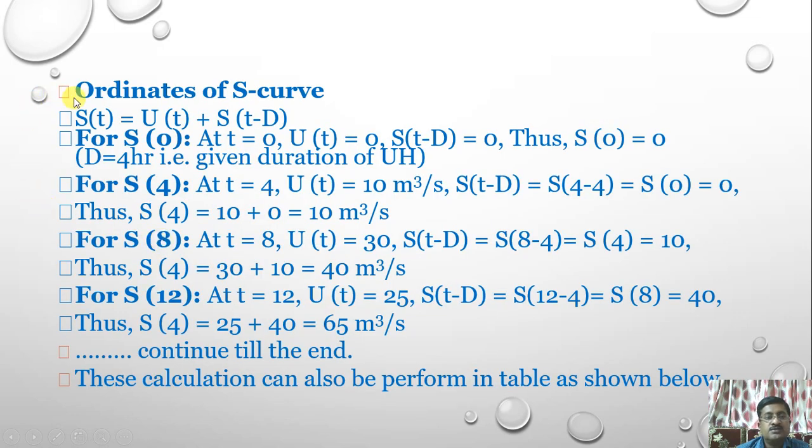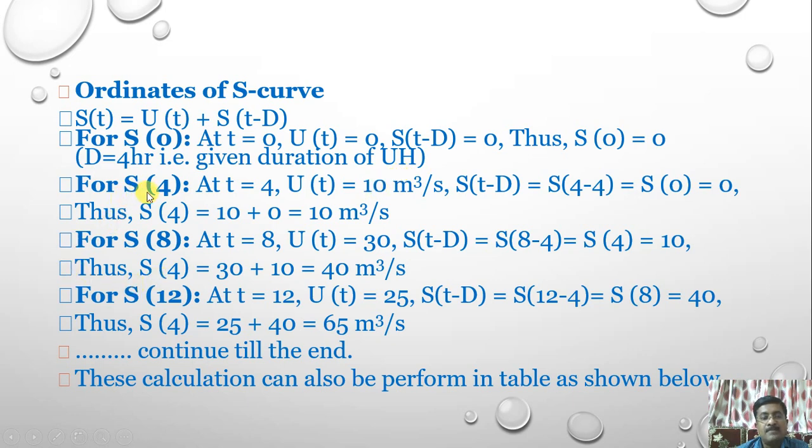The ordinates of the S curve are given by St = Ut + S(t - D). For S0 at t = 0, Ut is equal to 0 and S(t - D) is equal to 0, thus S0 is equal to 0. The duration D is 4 hours, that is the given duration of the unit hydrograph.